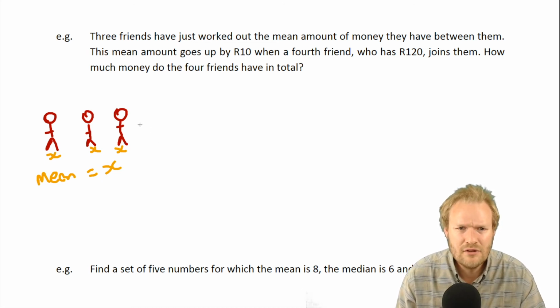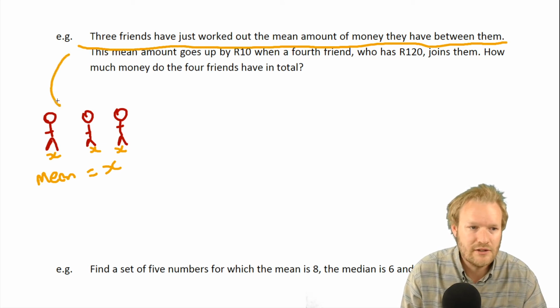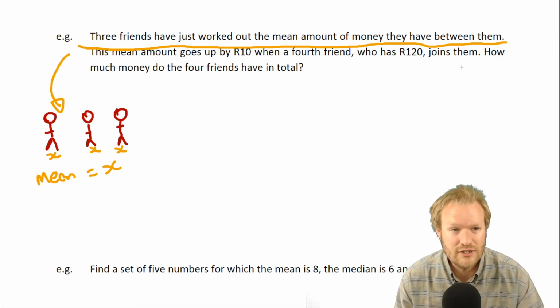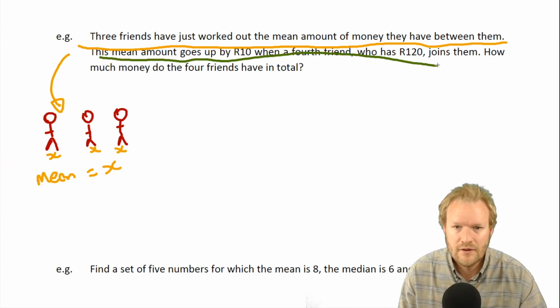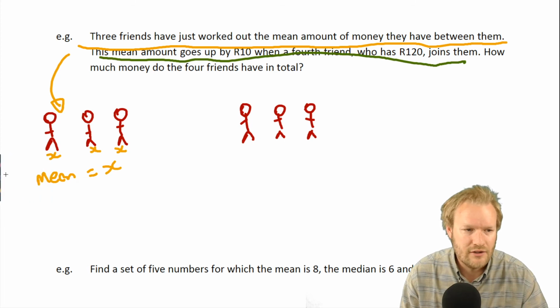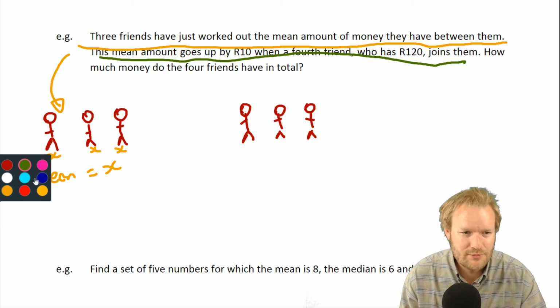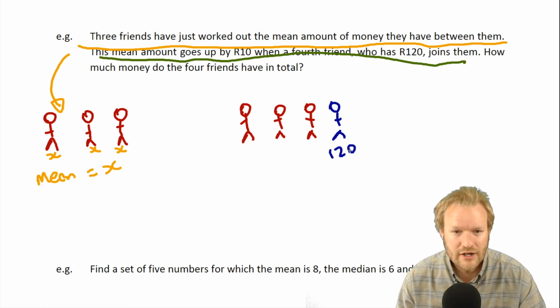That's where we're sitting up to this stage. The mean goes up by 10 rand when a fourth friend who has 120 rand joins them. So maybe think about the second part. When you've got those three friends, 1, 2, 3, and their mean was x, the next person joins in. So the fourth person joins. This person we know has got 120.